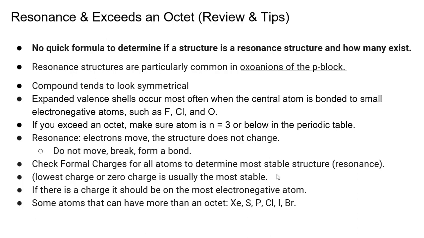Okay, so this is my overview of everything I've talked about to give you information. There's no quick formula to determine if a structure is a resonance structure and how many exist. You kind of have to look for compounds that are symmetrical, which I have listed here. Oxygens tend to be what is around a resonance structure. And based on my perception, the number of oxygens tends to tell you how many resonance structures you're going to have. Usually it involves a double bond, and then the rest single. That's another key. Expanded valence shells occur most often when the central atom is bonded to small electronegative atoms such as fluorine, chlorine, or oxygen.